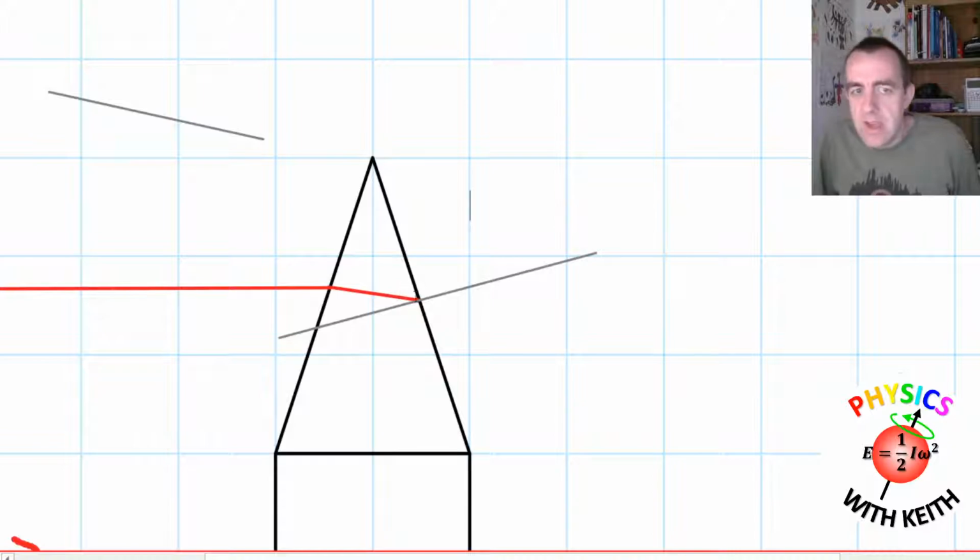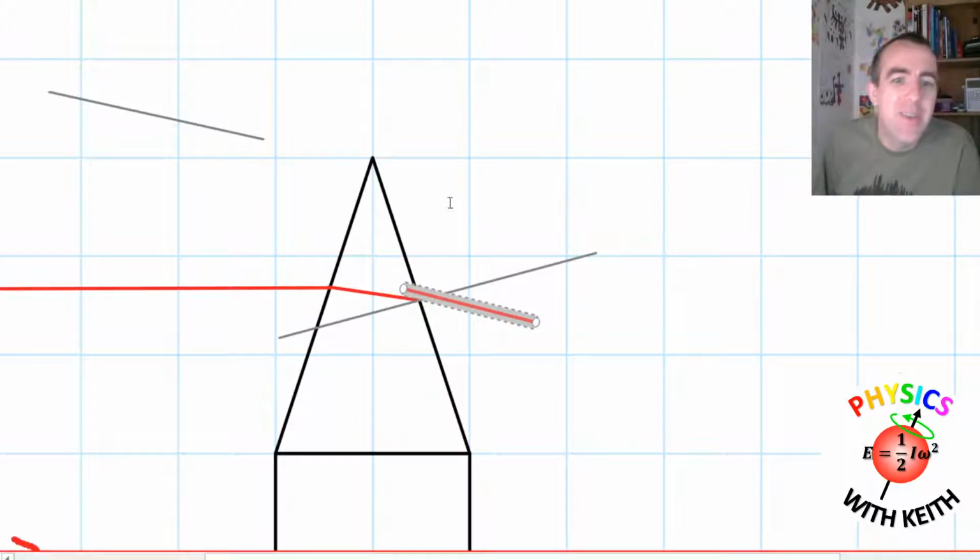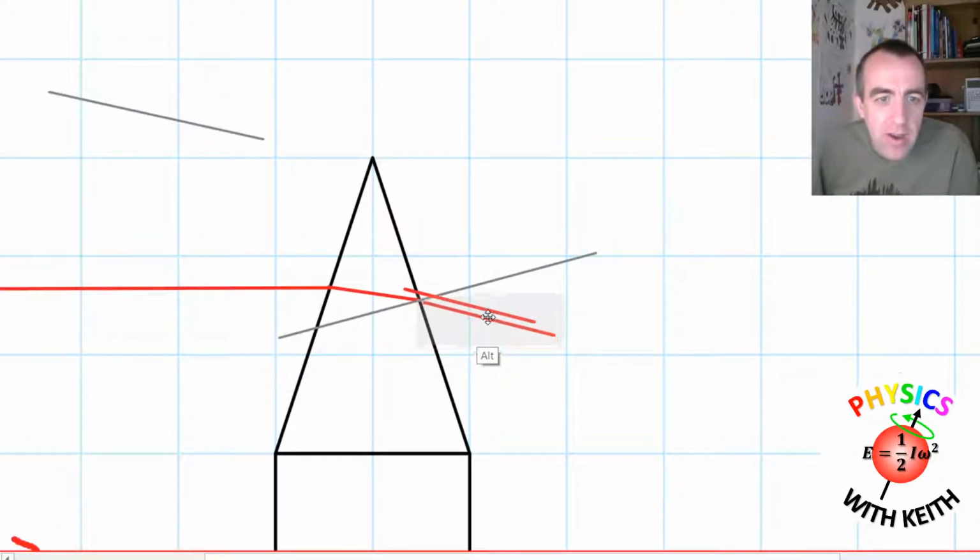So what happens now? We go from glass to air, so we refract away from the normal. Well, the normal now is pointing up here somewhere. So if we refract away from the normal, then we are going to end up being deflected downwards, because the normal's above it. So away from the normal is deflected downwards.